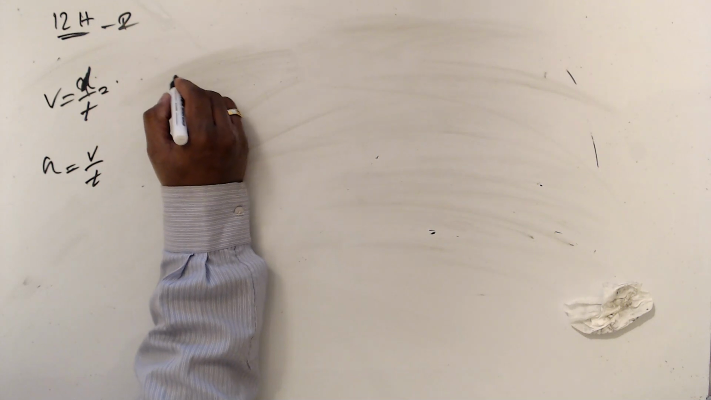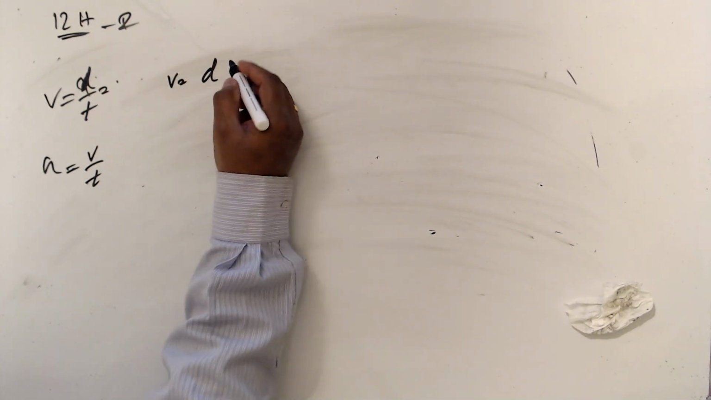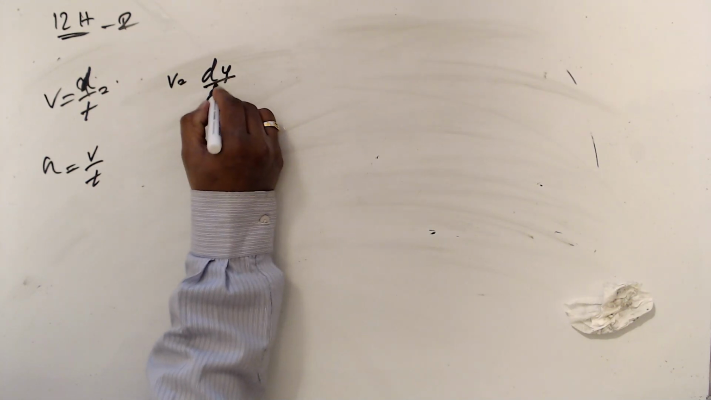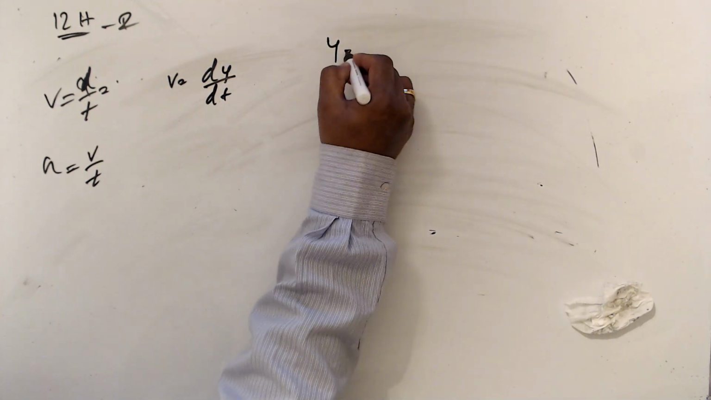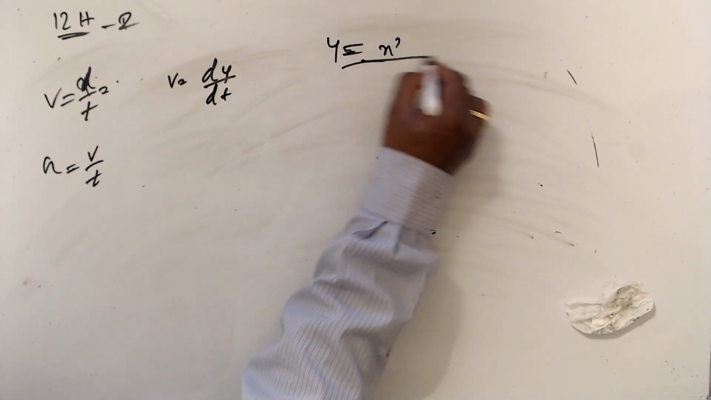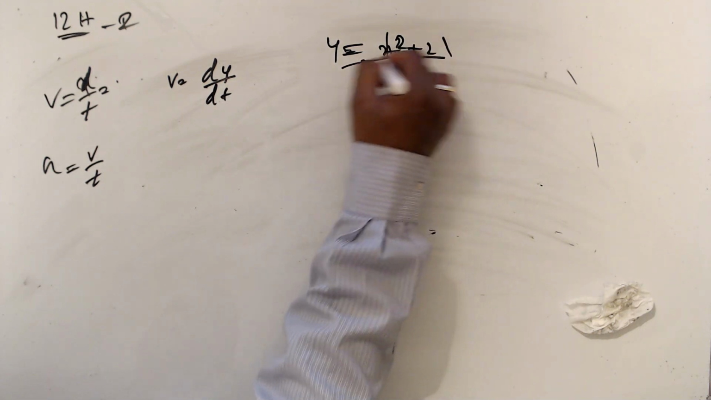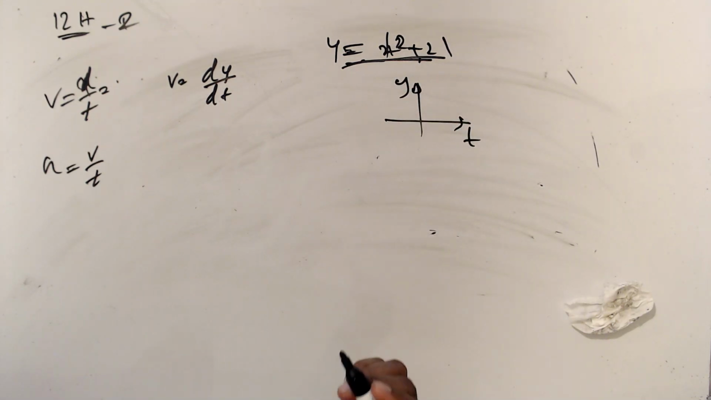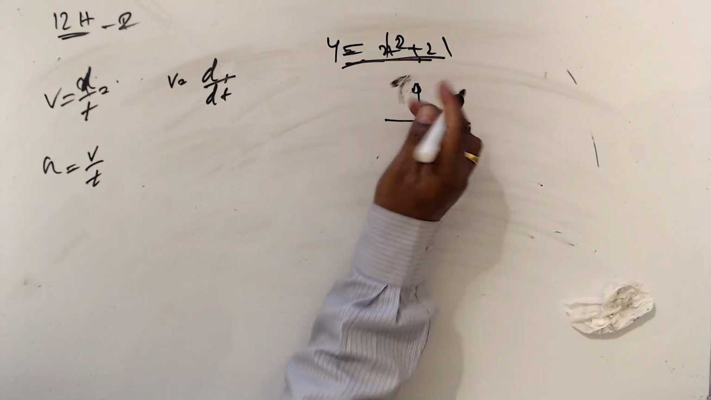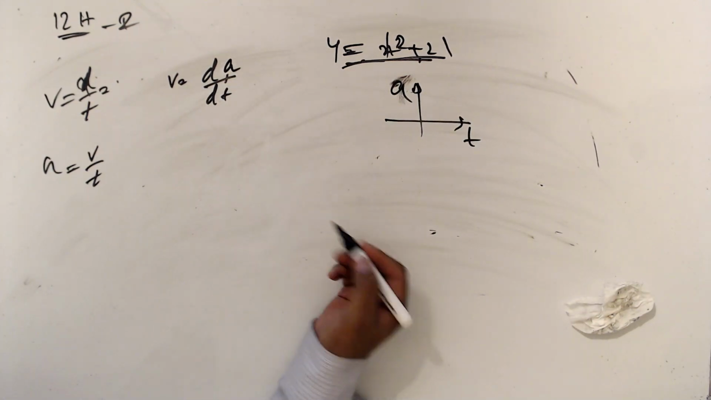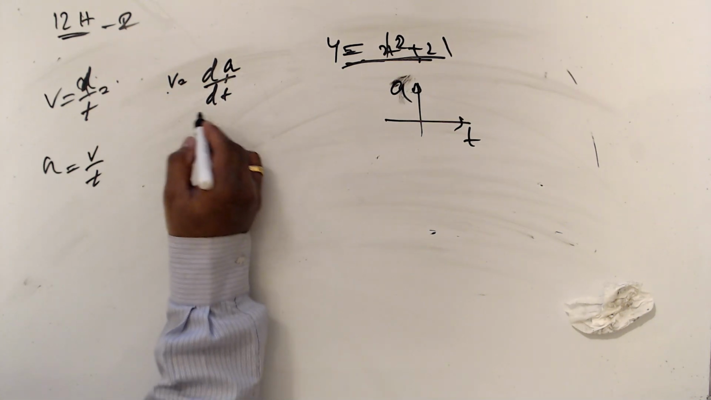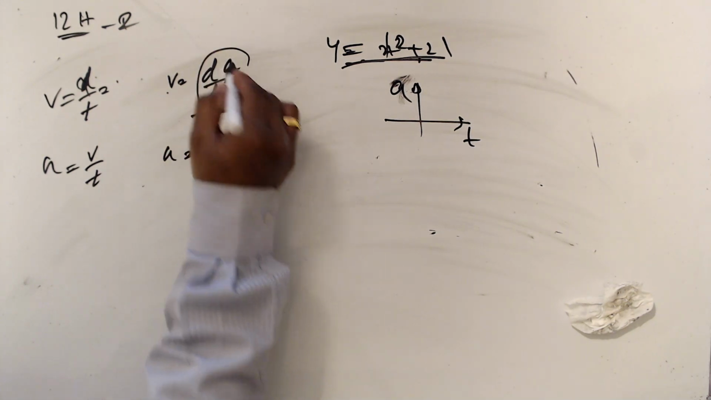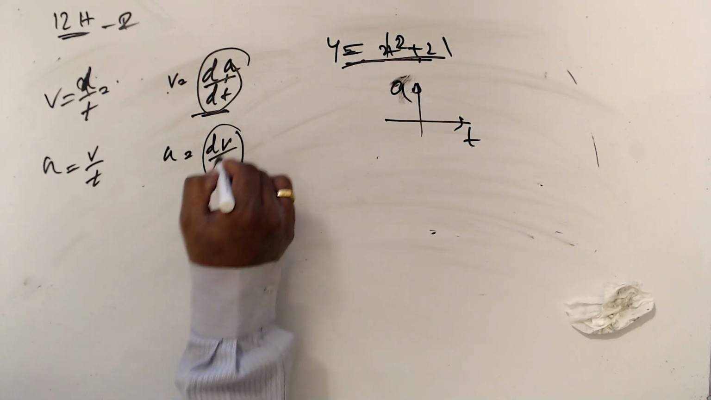So v equals dy over dt. So y is the distance, say t square plus 2t. So the graph is t and y. If the graph is t and a, then a equals dv over dt. So this value you differentiate with respect to dt again.